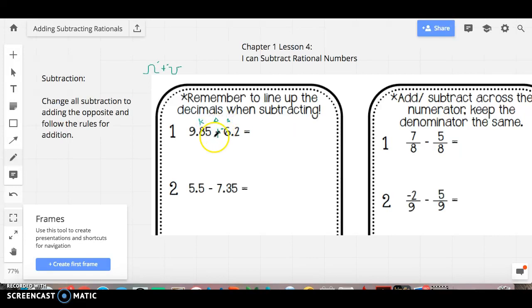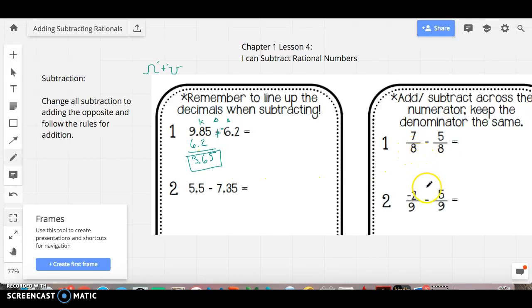Keep, change, change. So now I have 9 and 85 plus the opposite of 6 and 2/10. Well, this has a bigger absolute value, so I know my answer is going to be positive. And then I just take 6 and 2/10, do a little bit of this, a little bit of that, and there you have it, ladies and gentlemen, 3 and 65, easy as pie. As long as you can add integers, add rational numbers, you can subtract them.